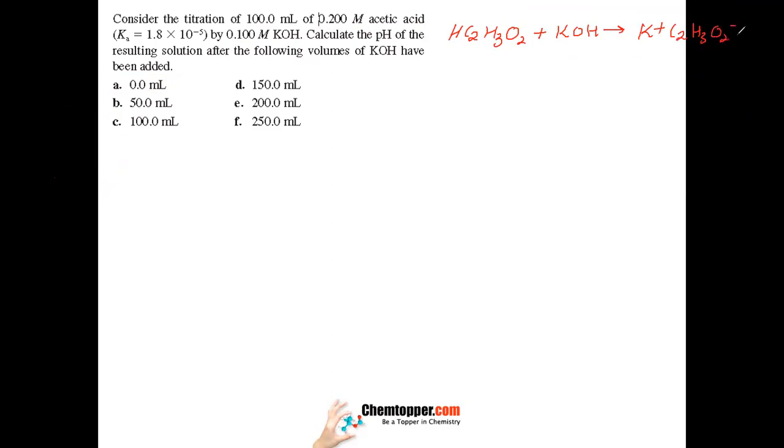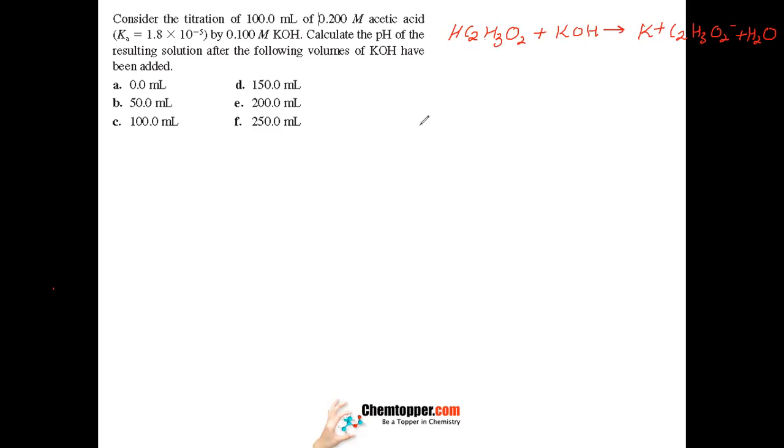K plus C2H3O2 minus plus H2O. Children, do not miss classes. We are left with only one unit, and that unit will go very fast because it's a very simple unit. And you have already done a few things earlier, and that will be the last unit. Very important, very easy. Okay, so this is the reaction.